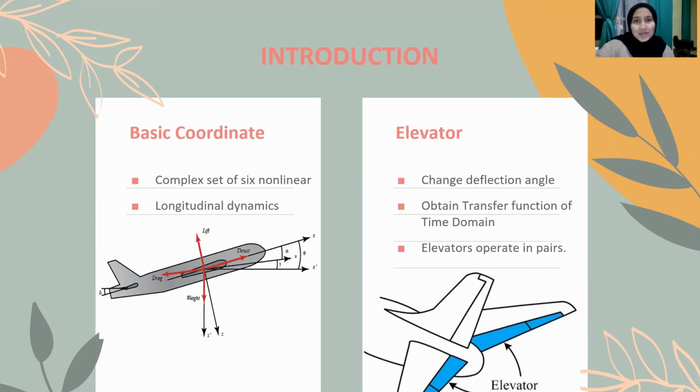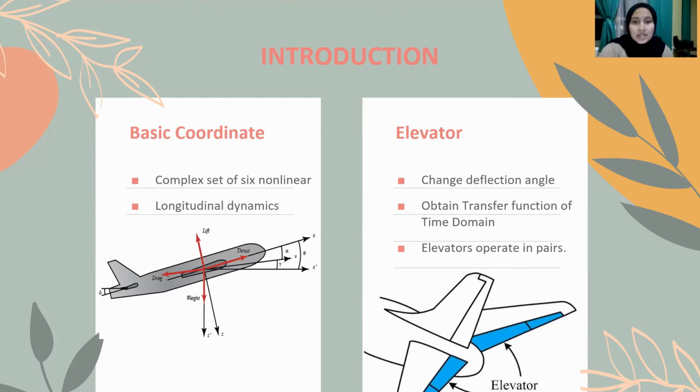So today I will present about the introduction. Basically, in my introduction, there are two figures: one is basic coordinates and one is the elevator. So what is basic coordinates? Basic coordinates, which is the equation governing an aircraft's motions, are a complex set of non-linear coupled differential equations. They can be decoupled and linearized into longitudinal and lateral equations under certain assumptions.